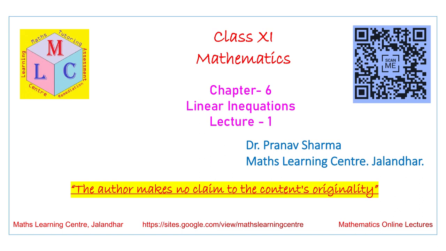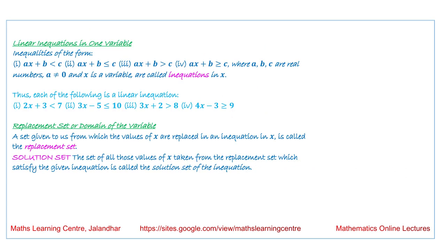We are going to start now chapter 6, class 11th mathematics, linear inequations. This is lecture 1. We start this chapter with the definition of the linear inequation in one variable. Any inequation of these forms: ax + b < c, ax + b ≤ c, ax + b > c, and ax + b ≥ c, where a, b, c are real numbers.